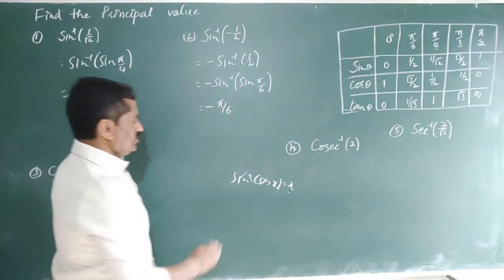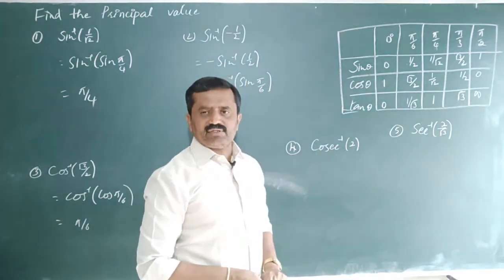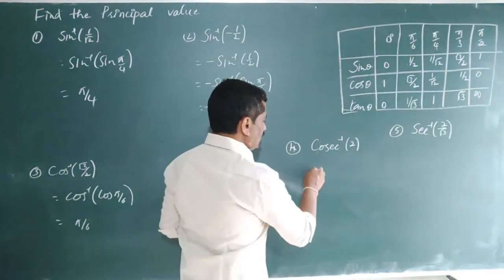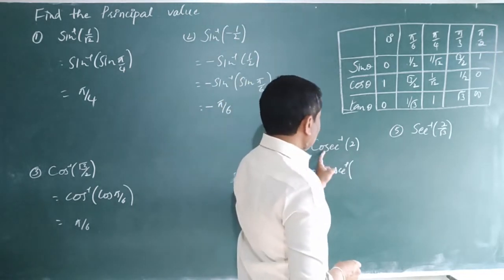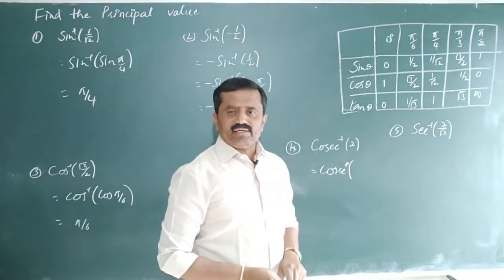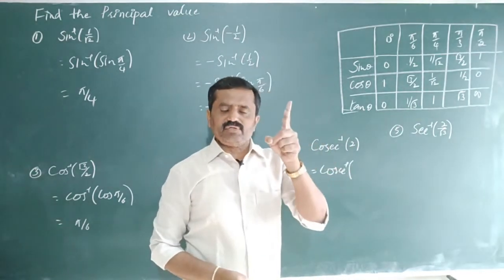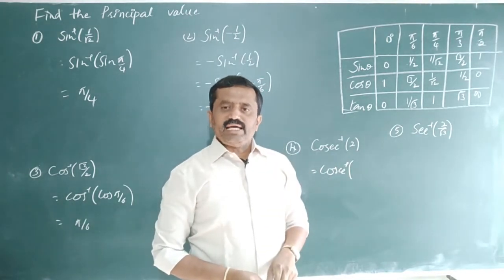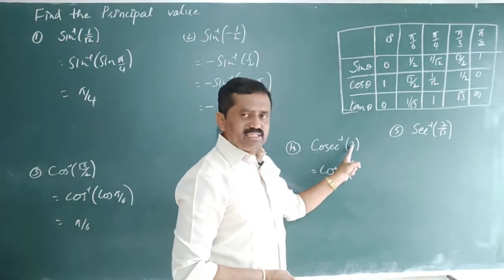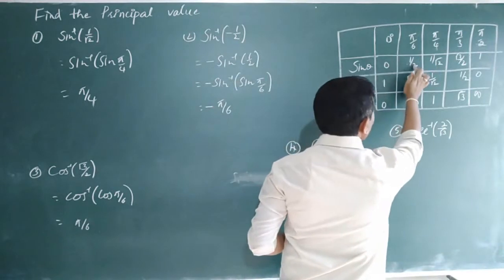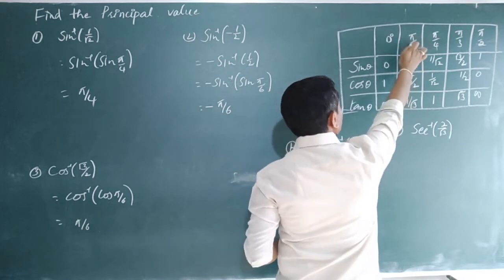Next, in the fourth one we have cosecant inverse of 2. We know the formula: cosecant inverse of x is equal to sin inverse of 1 by x. So we have 1 by x, that is here 1 by 2. Therefore, sin inverse of 1 by 2 gives the angle pi by 6.